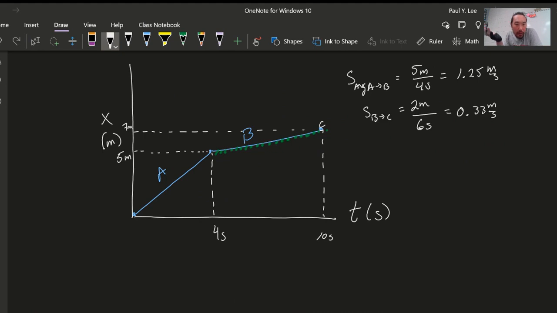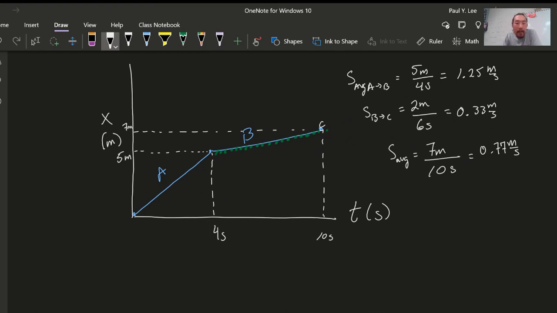And so the pitfall that a lot of students fall into now is they just want to find the average between 1.25 and 0.33, but we can't. We have to use the formula. The total trip covered 7 meters, right? We traveled a total of 7 meters, and it took a total of 10 seconds. So the average speed would therefore be 0.77 meters per second. And that is how you can find different average speeds for different parts of the graph, and also the total average speed.